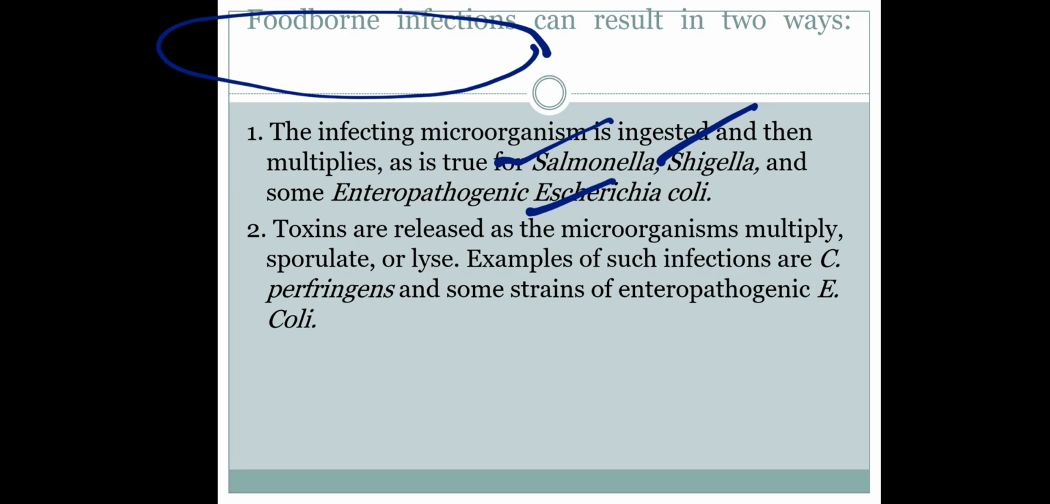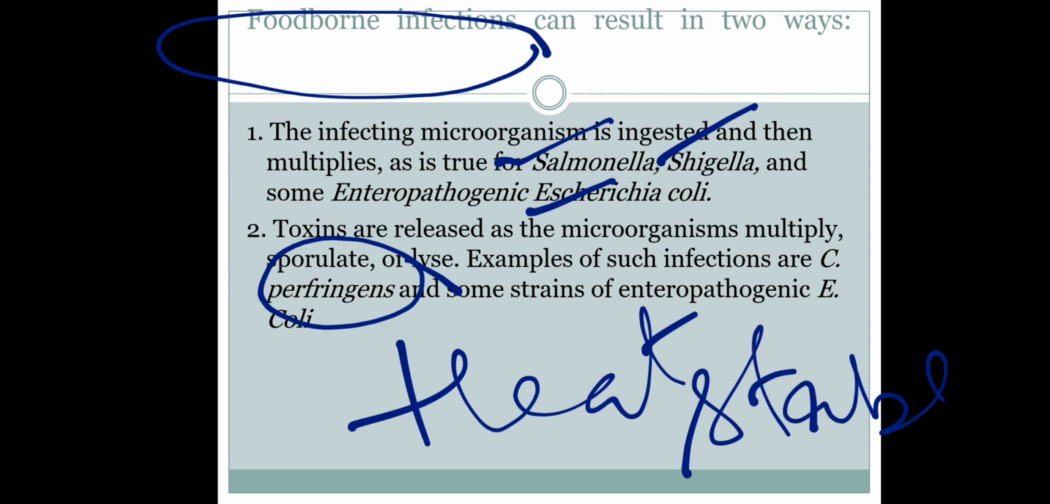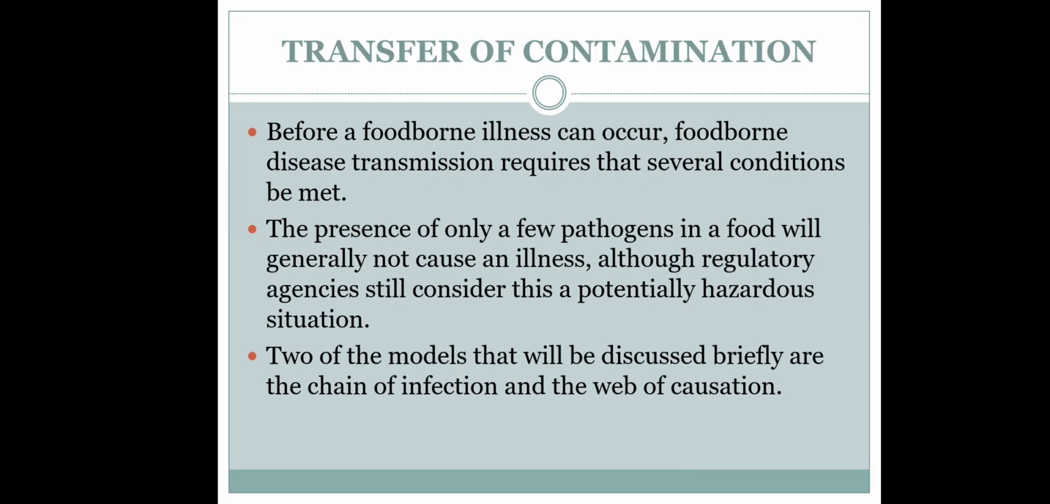Another example is Clostridium perfringens, which grows, sporulates, and releases toxins. These toxins are even heat stable, they are not killed even if you heat your food, and thus can cause foodborne infections. There can be several conditions during the transfer of contamination. Foodborne illness is caused by the microbes, either directly or by the toxins produced by them. These toxins and microbes can result in various types of illness. This has to be regulated so that there is no more transfer of contamination.